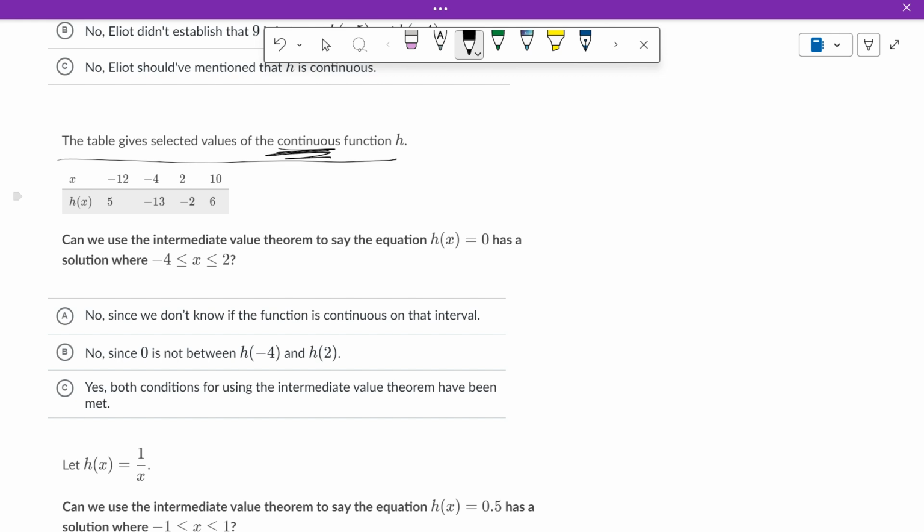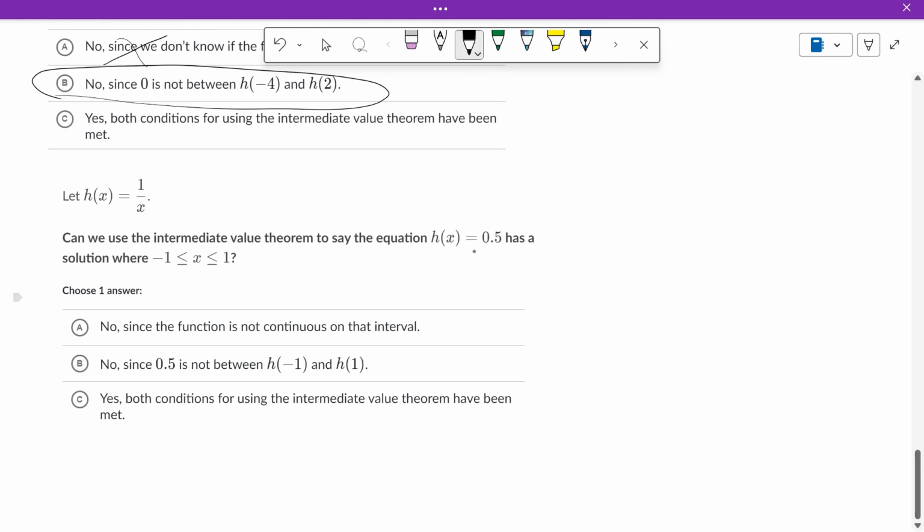Here's a table of values for a continuous function. It says continuous there, so we know it's continuous. Can we use the intermediate value theorem to say that we have a y value of 0 somewhere in between -4 and 2? No, we cannot. We know it's continuous, but since 0 isn't in between these two y values, we cannot establish that.